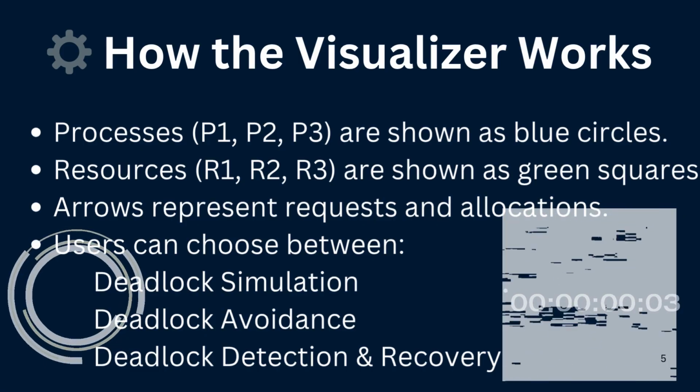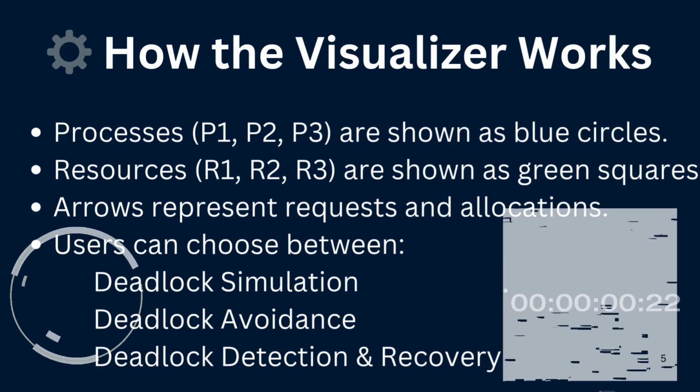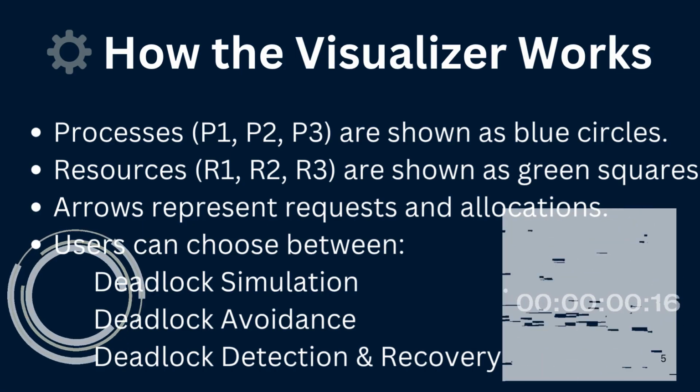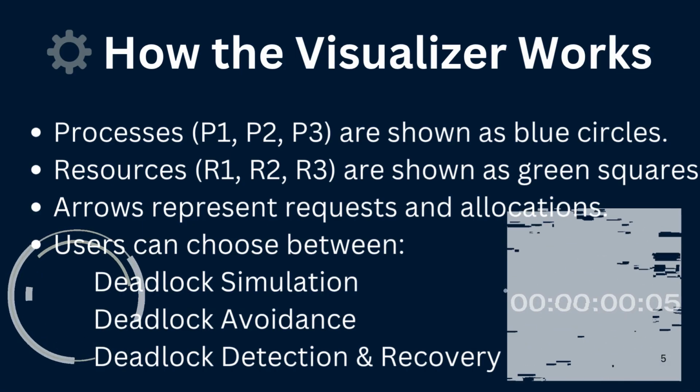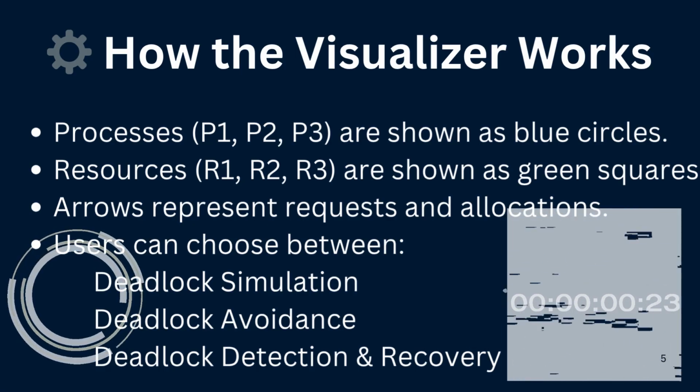For detection and recovery, the system builds a wait-for graph. If a cycle is found, a deadlock exists. The system then terminates one process to release resources and recover successfully. The output clearly visualizes each case.